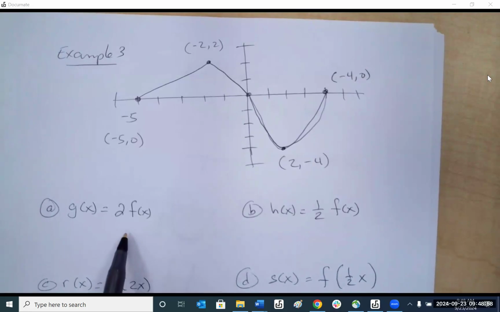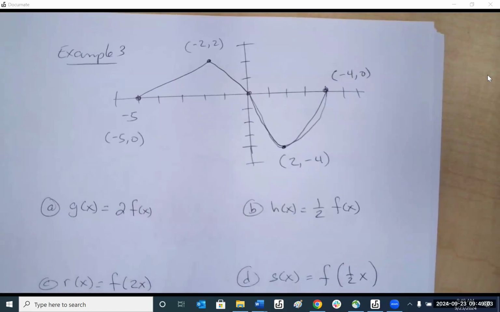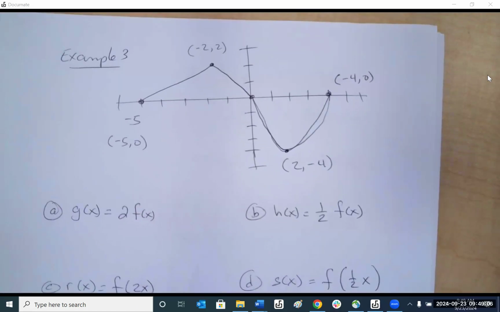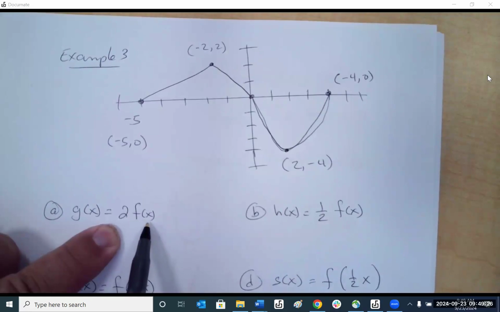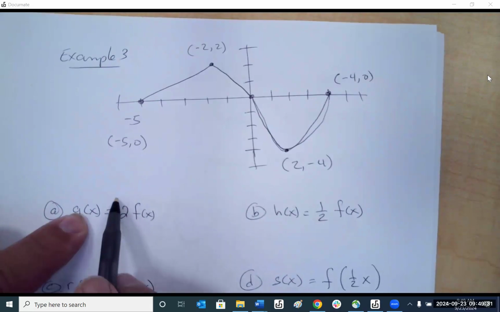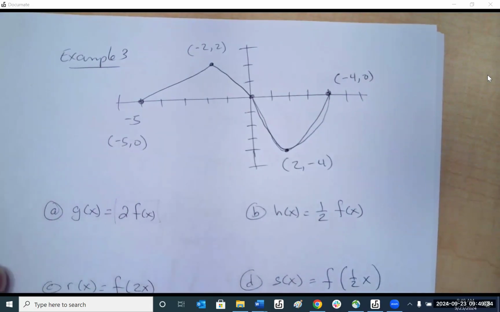So what does the first one do? How is the first one going to change our graph? Stretch. Vertically or horizontally? Vertically, because it's happening outside the function. If it's inside the function, it affects it horizontally. If it's outside, it affects it vertically. Because what we have to do here is multiply each of our y values by 2. That's all this is telling us. Take each one of our y values and multiply it by 2.